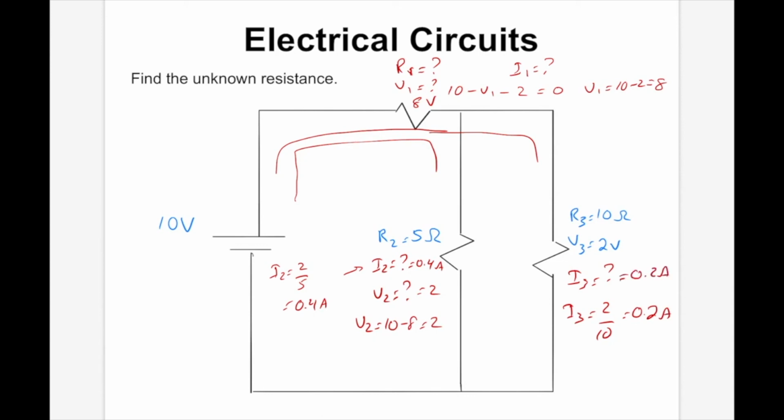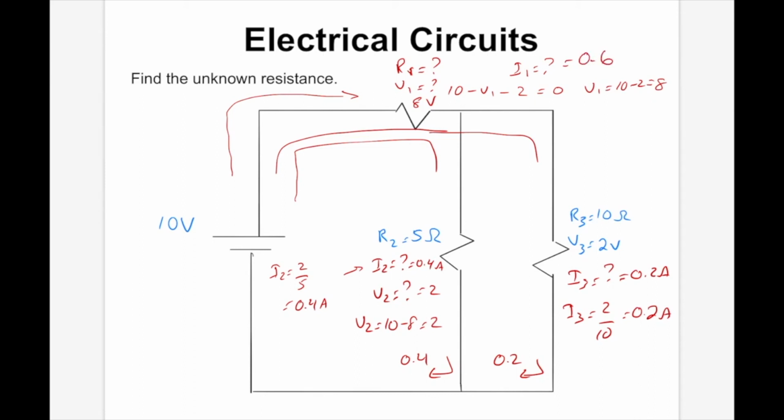Now, why did we do all this? Well, we did all this because we know that if we have an amperage of 0.4 going this way and an amperage of 0.2 going this way, when they come together, they must have had an amperage coming through here and then all the way over to here, I1, of 0.4 plus 0.2, or 0.6.